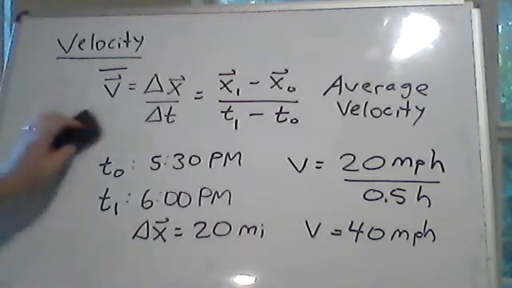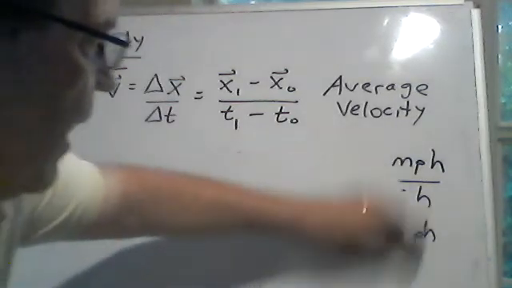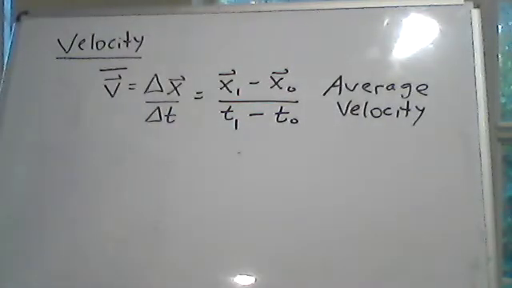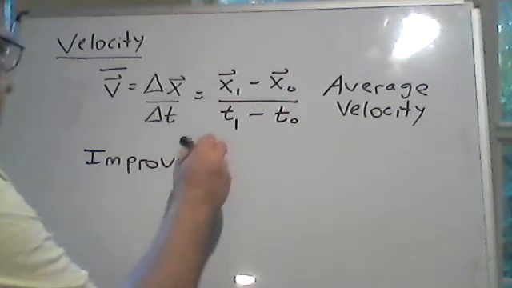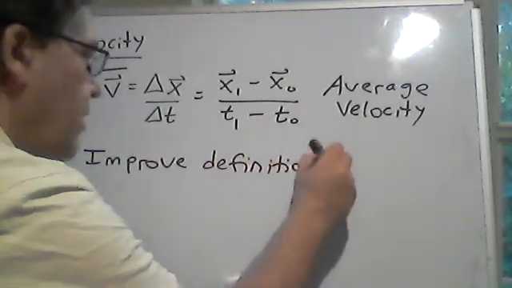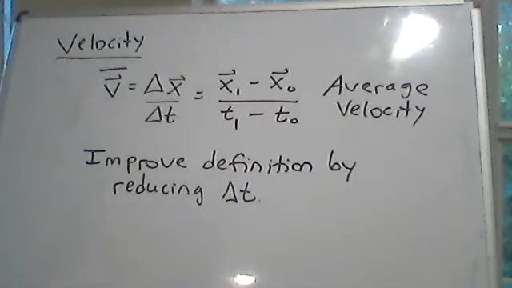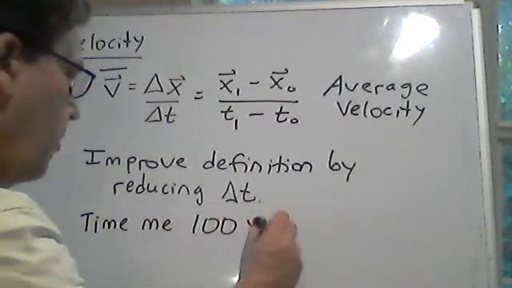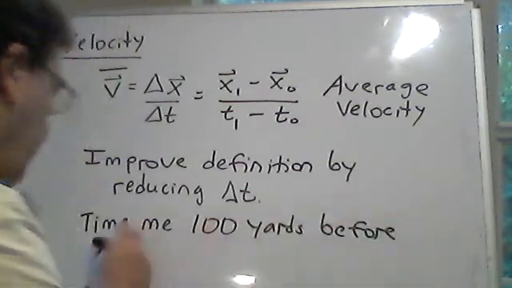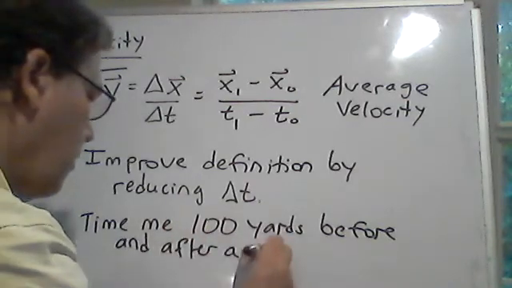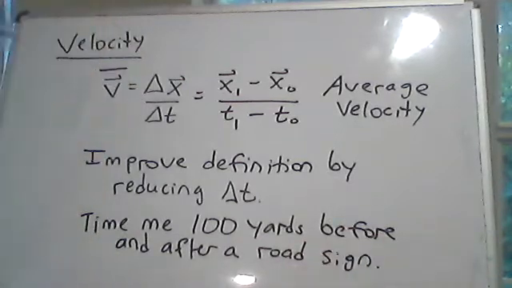So how do I improve this definition? Well, let's say I want to find the velocity at some point. Let's improve the definition by reducing delta t. Okay, let's pick a smaller time differential. So instead, how about you want to find my velocity crossing a road sign on the freeway? So let's say, time me 100 yards before and after a road sign, for instance.